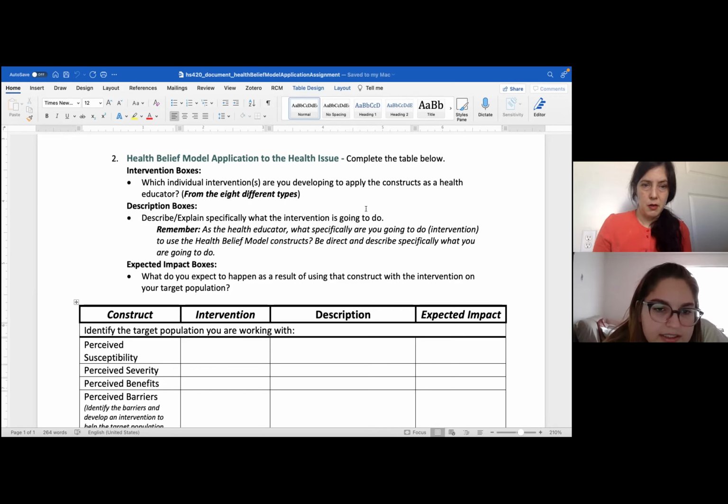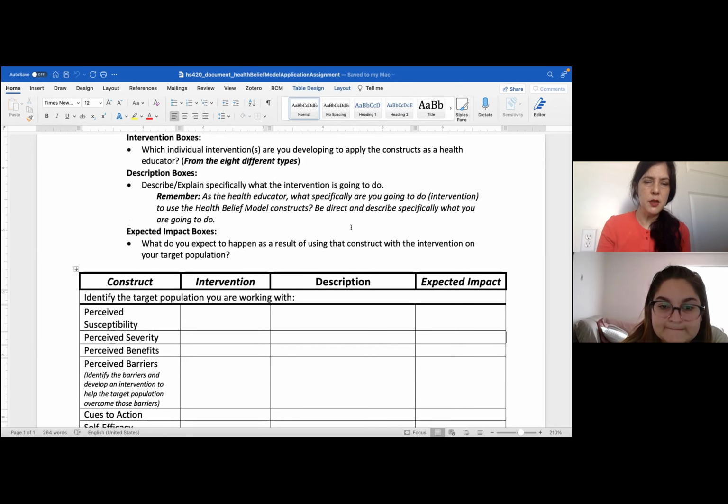So let's see. Describe and explain specifically what the intervention is going to do. Remember, as a health educator, what specifically are you going to do? Intervention to use the health belief model constructs. Be direct and describe specifically what you're going to do. Then the expected impact boxes. What do you expect to happen as a result of using that construct with the intervention on your target population?